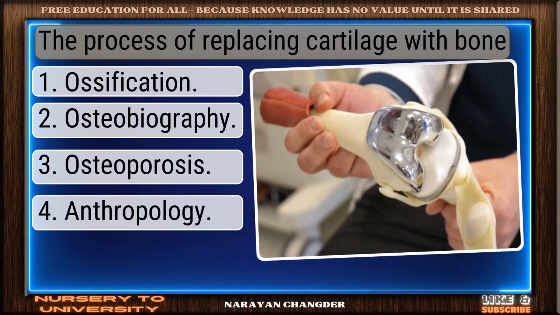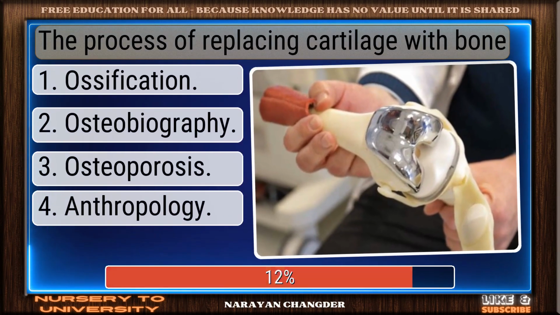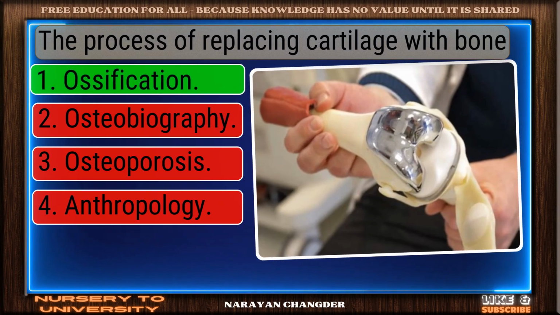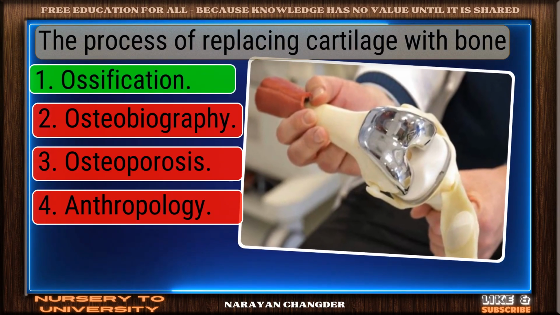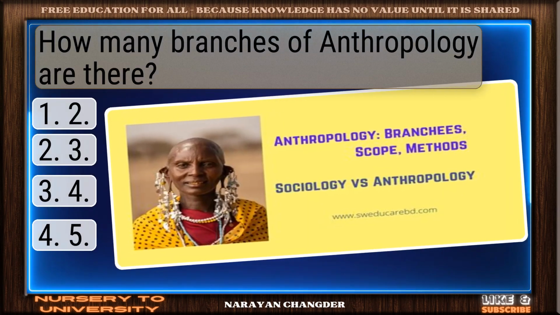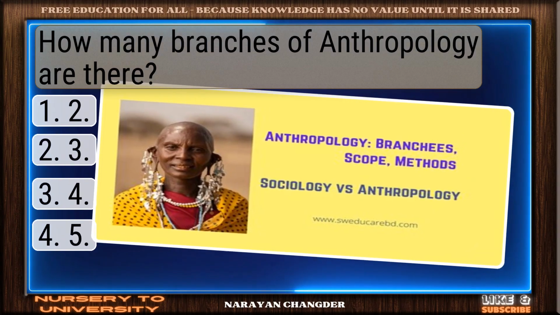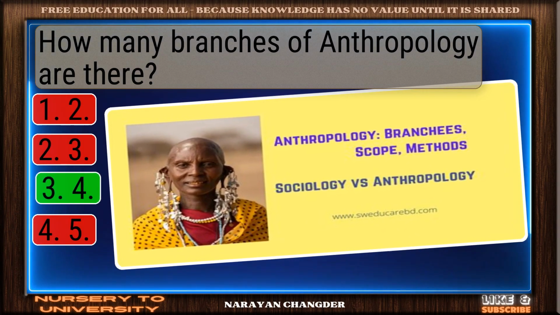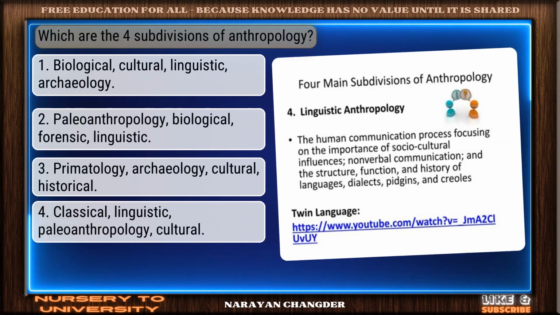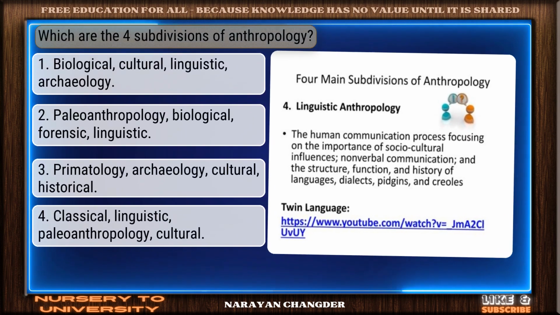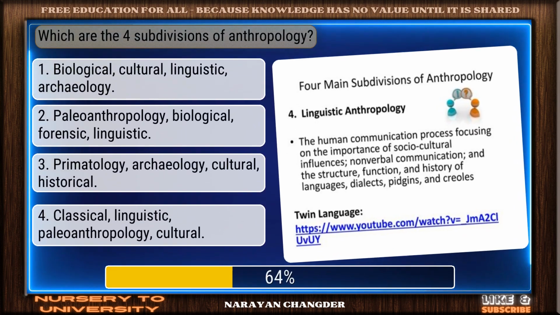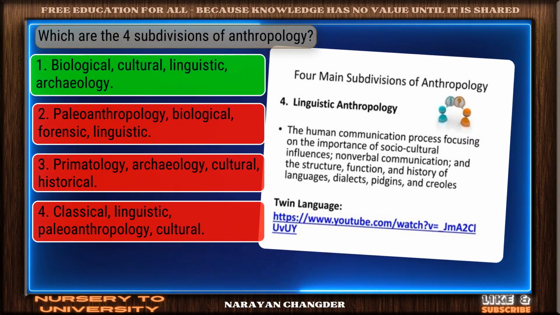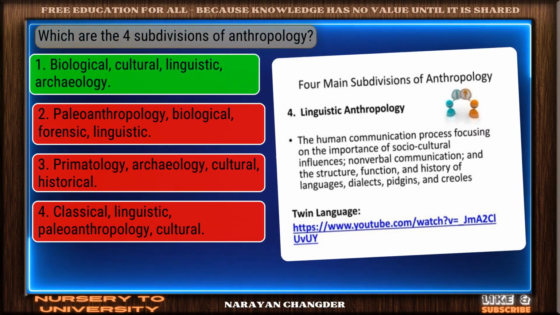The process of replacing cartilage with bone. Clear logic. Your choice, ossification, is sound. How many branches of anthropology are there? Perfect. 4 is the correct choice. Which are the 4 subdivisions of anthropology? Good thinking. Biological, cultural, linguistic, archaeology is the right answer.